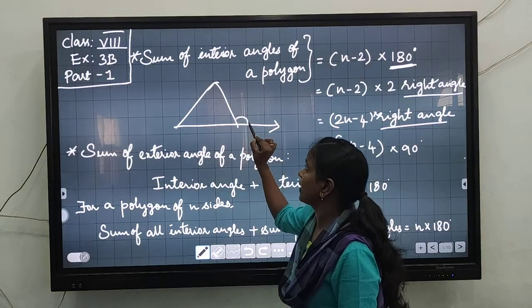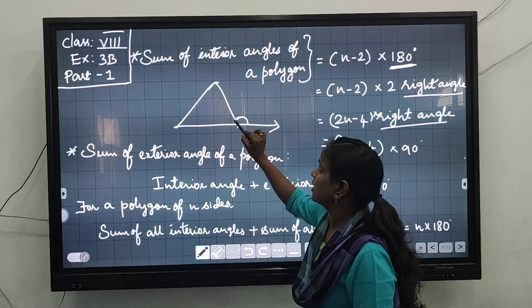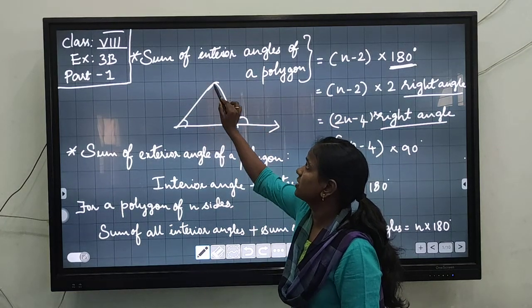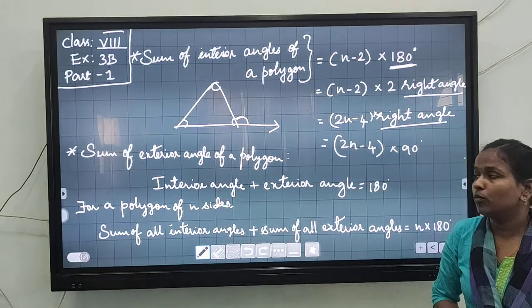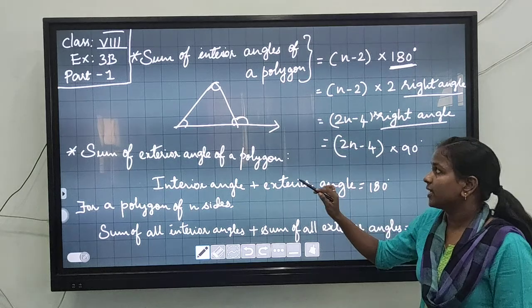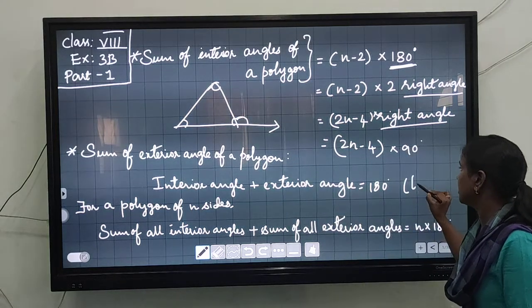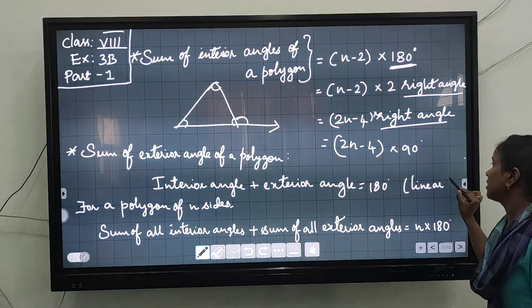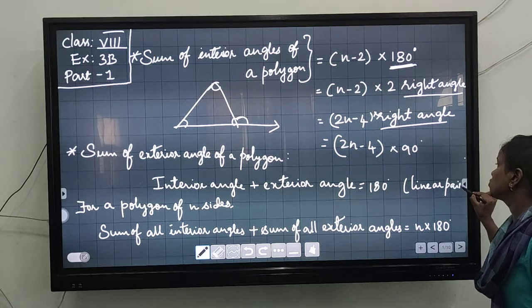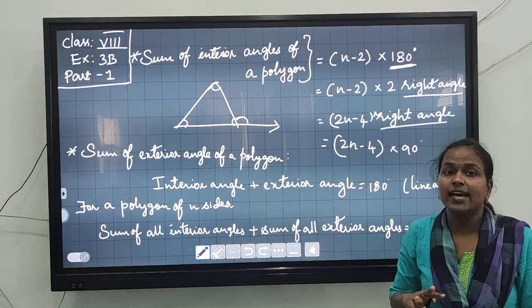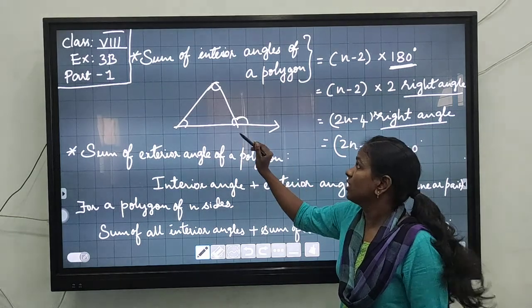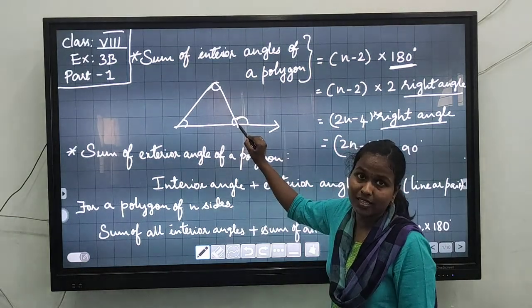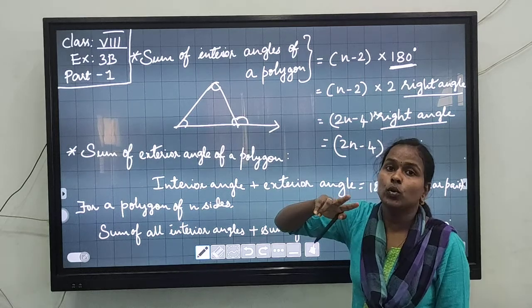See, this is the exterior angle. This one is the exterior angle, and this one, this one and this one are interior angles. You know a straight angle is equal to 180 degrees. The interior and exterior angle of a polygon form a linear pair. What is meant by linear pair? A linear pair is formed when two lines intersect. So here, see, this is one line, this is one line. These two lines intersect at this point and they form two angles.